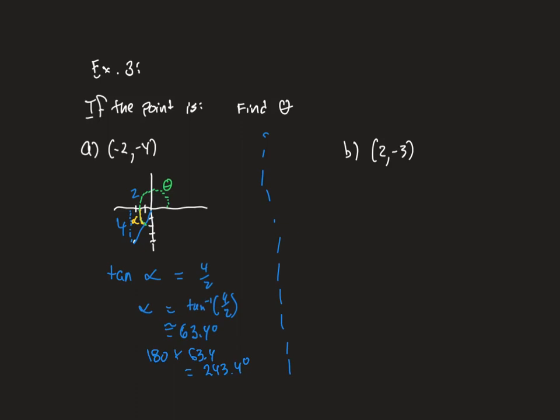So let's see what happens here. Now, over here, let's draw it out first. Okay, so if I'm drawing it out, I've got 2 and negative 3. So 1, 2, 1, 2, 3. So this is my line. So that's my line. Once again, this is going to be my gamma. All the way to here is going to be my theta.